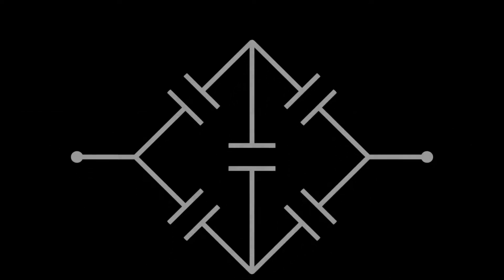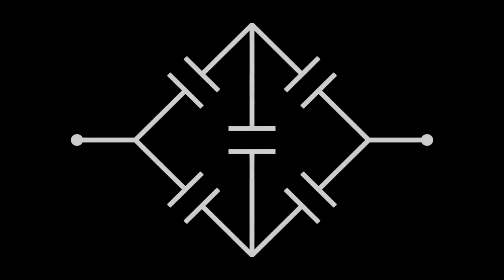You might have noticed by now that not every combination of capacitors can be solved using the series and parallel methods we've discussed. For example, what's the equivalent capacitance of this configuration here, where each capacitor just has the same capacitance C? If you're interested, I encourage you to try and solve for the equivalent capacitance yourself.